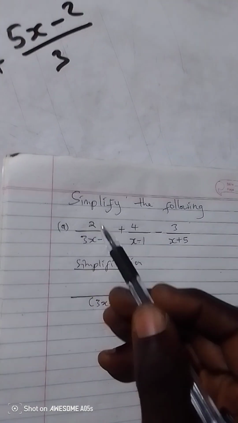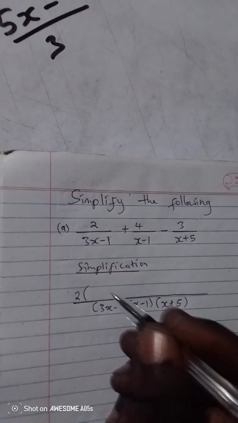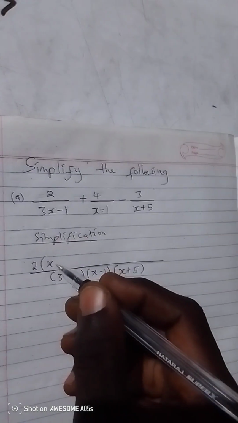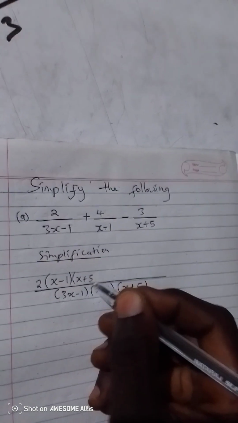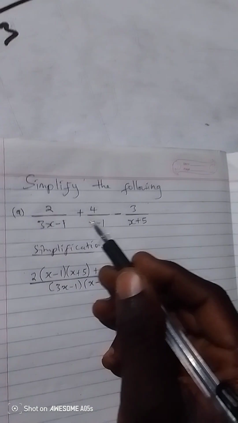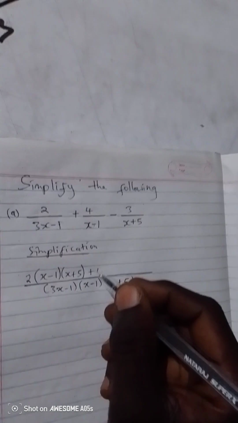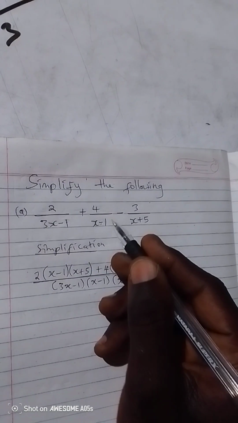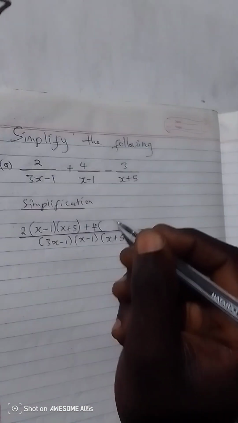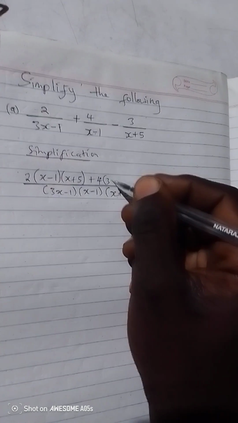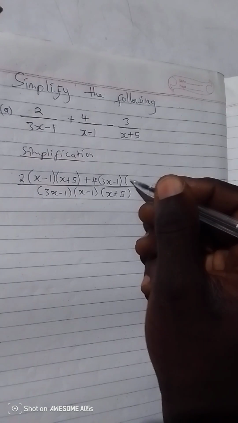So we have first a 2 on top, and then the multiplication of the others, which is x minus 1, multiplied by x plus 5. Then plus, when we come to the middle one, it will eliminate itself from this denominator. We first write the number on top, which is 4. Then, if this one is eliminated, we remain with 3x minus 1 and x plus 5. So we are going to have 3x minus 1, then x plus 5.